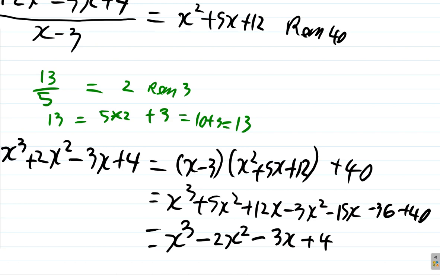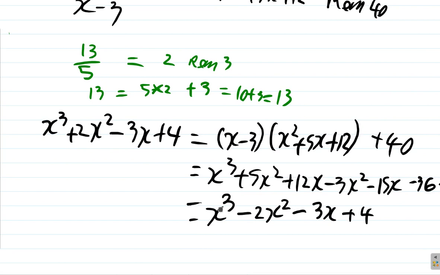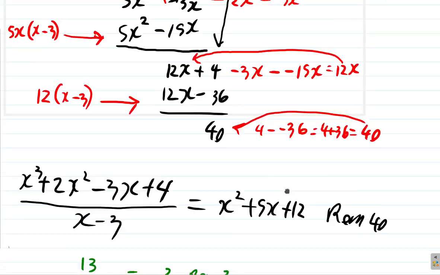So what we have here, we have our x cubed plus 2x squared. Oh, 5x squared minus 3x squared is a positive 2x squared. Mistake again. So let's examine it. X cubed plus 2x squared minus 3x plus 4 is the same thing, right? Make sure that it is correct.